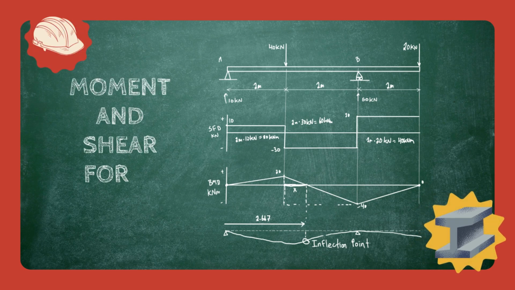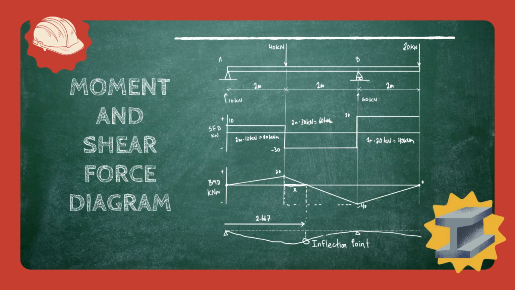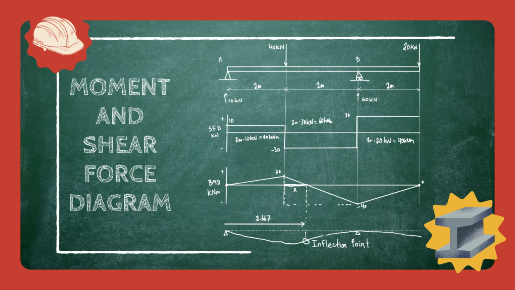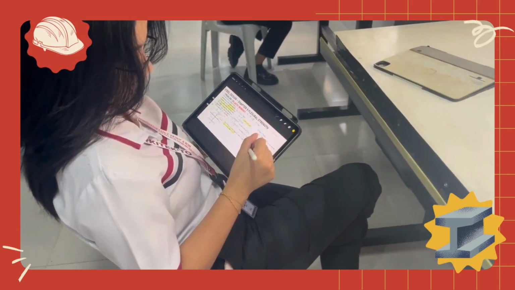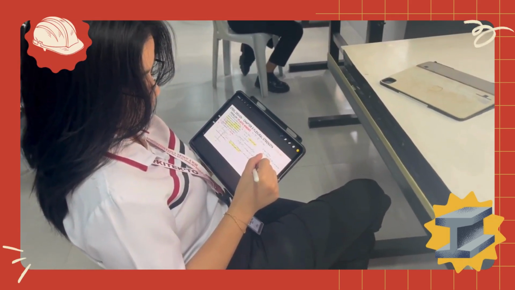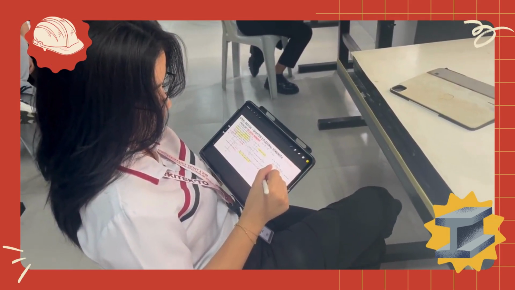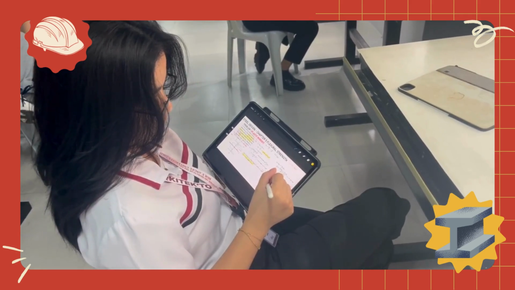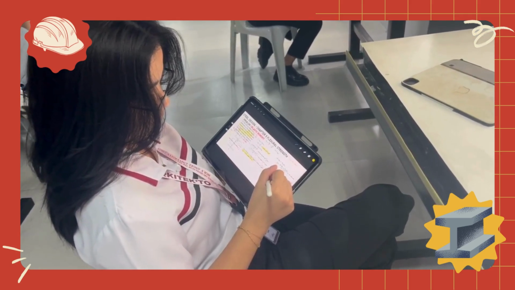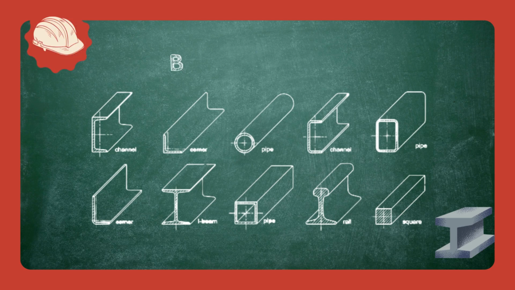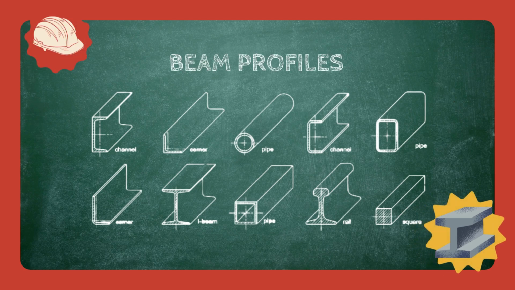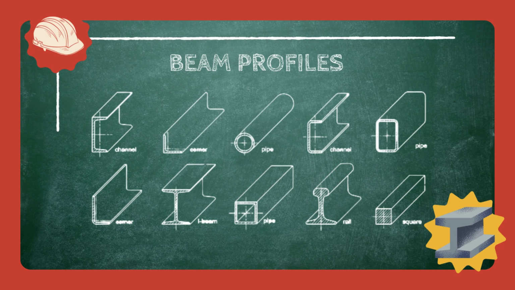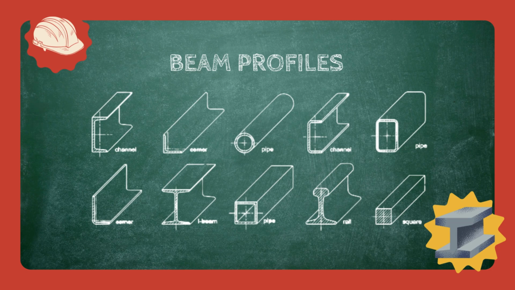We begin by inputting parameters: span length, load types, and material properties. This data drives the analysis. Bending moments and shear forces are critical. We analyze these diagrams to determine the beam's response to loads, ensuring safety and stability. Choosing the right beam profile is vital. I-beams, wide flange beams, and channel beams each offer unique strength for specific applications.